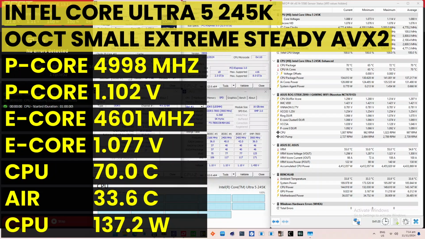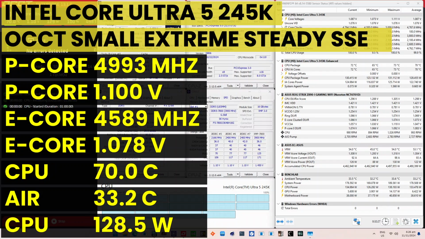When running the OCCT CPU AVX2 stability test, the average CPU P-core effective clock is 4998 MHz with 1.102 volts, and the average CPU E-core effective clock is 4601 MHz with 1.077 volts. The average CPU temperature is 70 degrees Celsius. The average CPU package power is 137.2 watts.